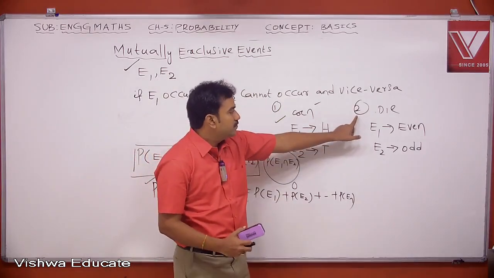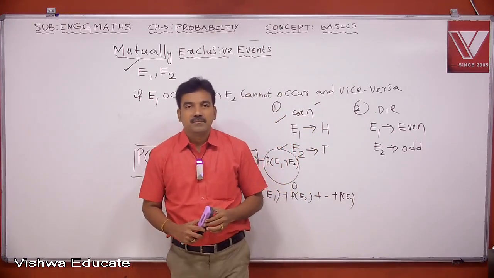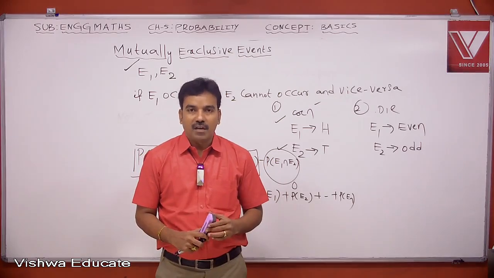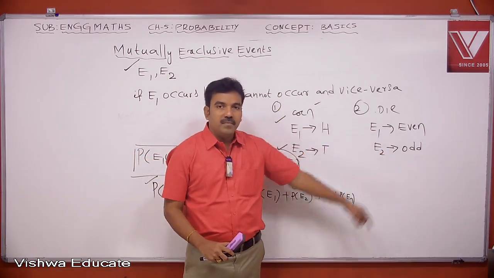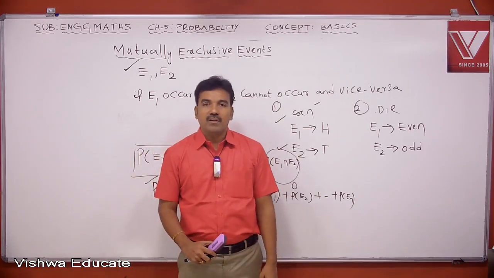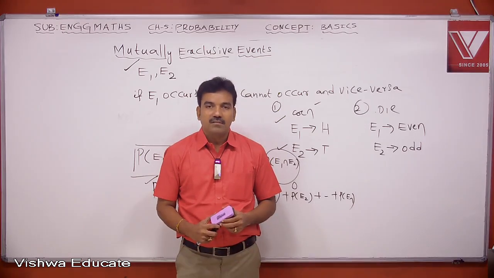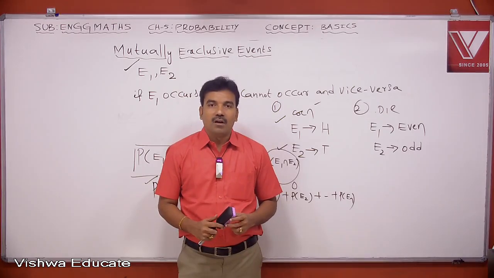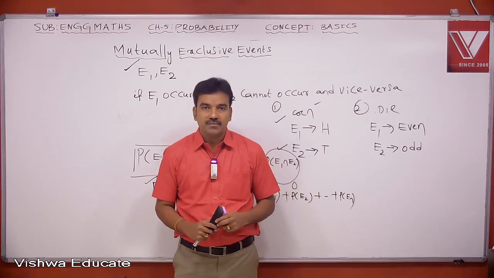Example 2. If E1 comma E2 are events of getting even and odd respectively, when a die is rolled, then E1 comma E2 are mutually exclusive. Hope you understand these examples.